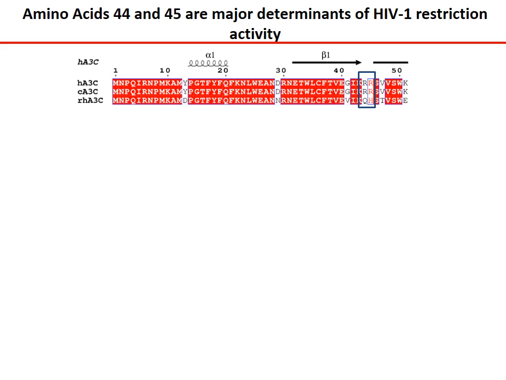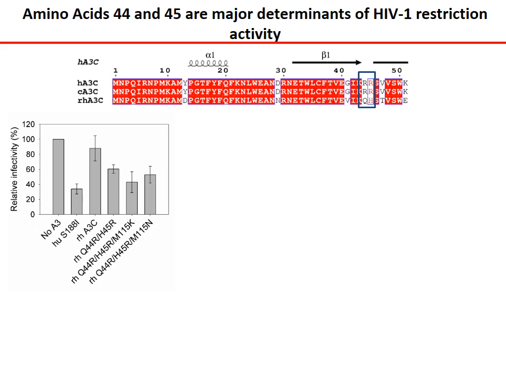To test our hypothesis, we made a double mutant that has its amino acid 44 and 45 changed to arginine, and two triple mutants that have arginine at position 44 and 45 and either asparagine or lysine at position 115. We used this construct to do a single cycle infectivity assay.